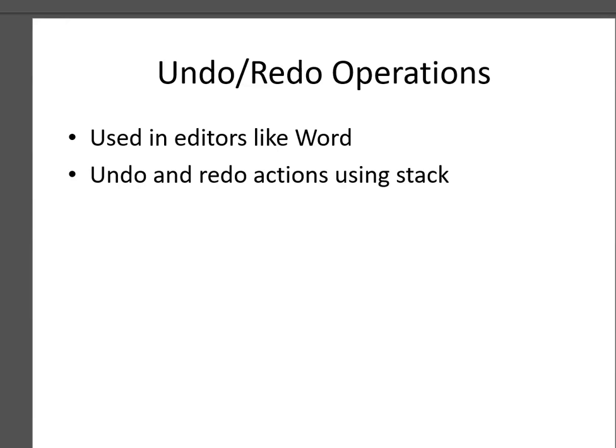Undo redo, where you see it in editors, means in a Word file when you are making something, you did some mistake, so you can undo, or maybe you want it back, then you can redo, like that. You know very well that thing, undo redo. So with the help of a stack only we can perform it.